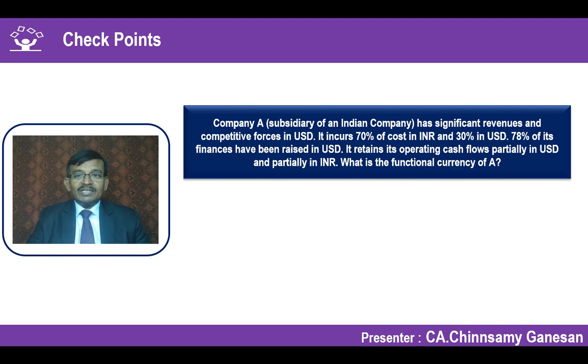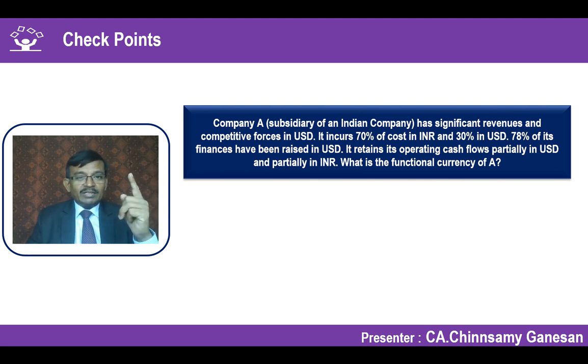Cost is also 70%, but the cost is incurred 70% in INR. Then I am confused. Cost is showing, in the primary indicator, that INR is the functional currency. 78% of the finances have been raised in US dollar. So raising the US dollar is not giving me anything relating to the primary indicator. But the secondary indicator says how the substantial funds are raised for its operating activities. It's in US dollar. So I am moving towards US dollar now.